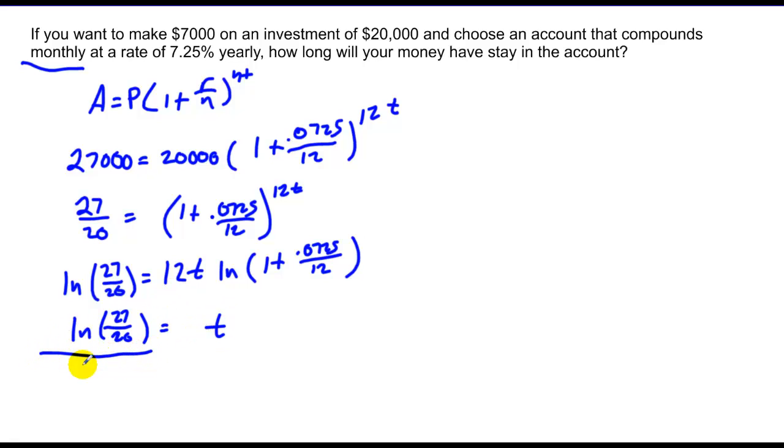So once again, I divide by the 12 and the natural log of 1 plus 0.0725 over 12. And once again, we said it's going to turn into a calculator problem, so we plug this in and we end up with a time of roughly 4.15 years.